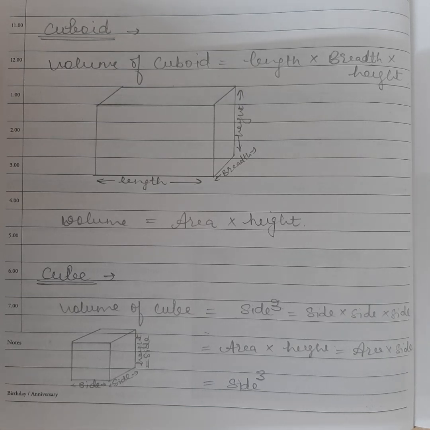So volume of a cube is side multiplied by its side multiplied by its side, because the length, breadth and height of a cube are the same. Or we can also calculate the area of a base of a cube multiplied by its height or its side, because height is equal to one of its sides, or we can say side to the power 3. This will give us the volume of the cube.